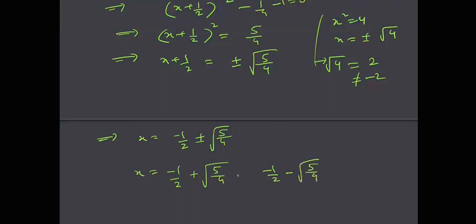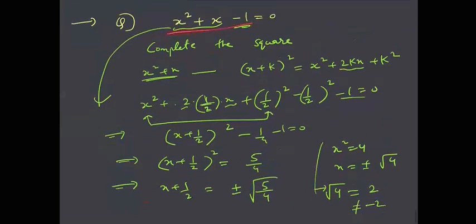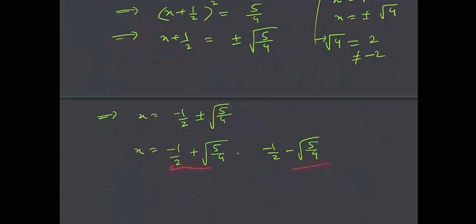So there are two values of x which satisfy the original equation. You can check this by squaring. You can verify whether this satisfies the equation or not. It will definitely satisfy. So there are two values: one is minus 1 by 2 plus root 5 by 4, the other is minus 1 by 2 minus root 5 by 4.